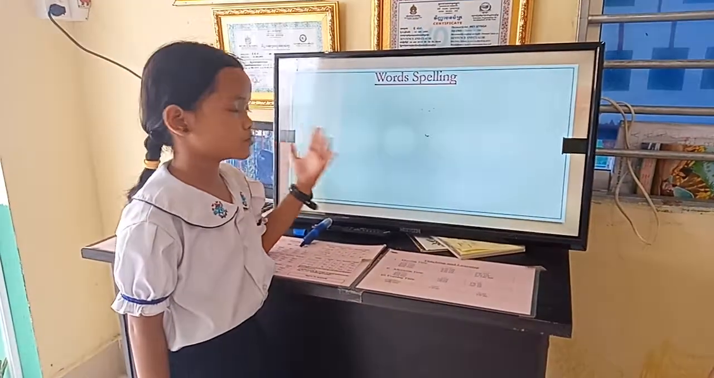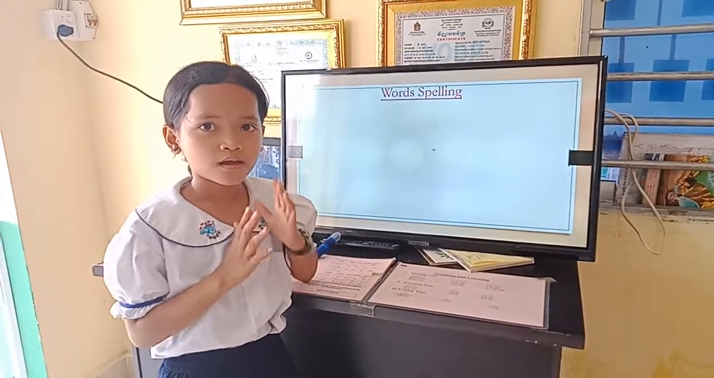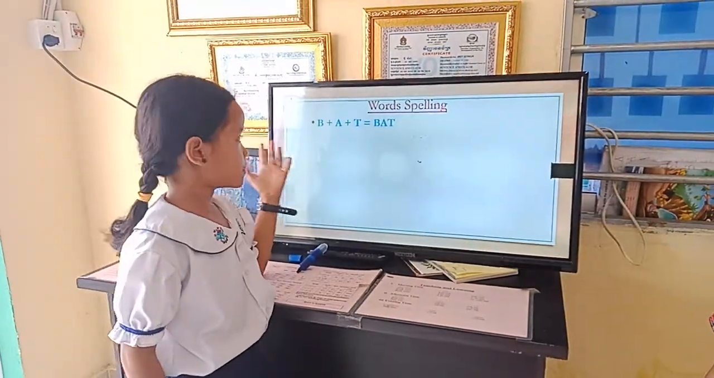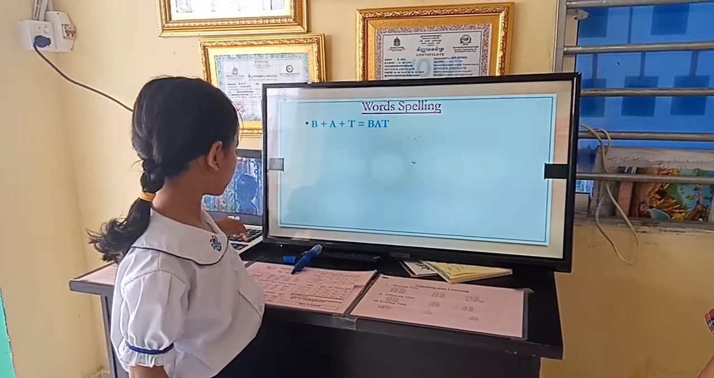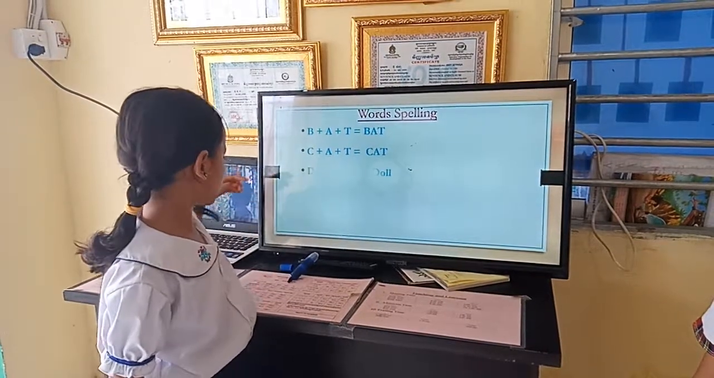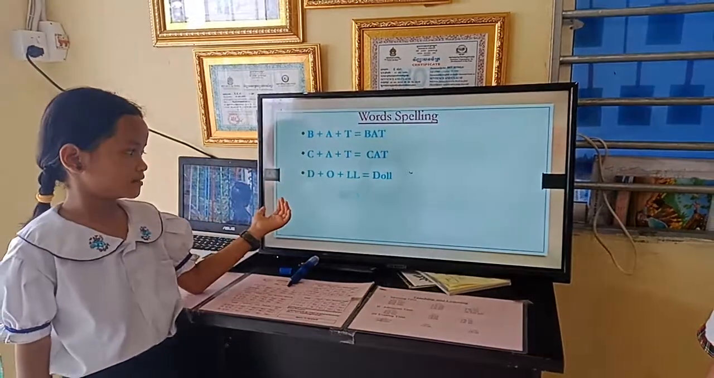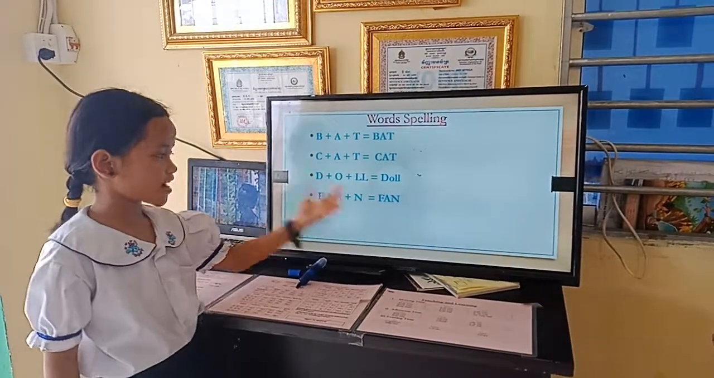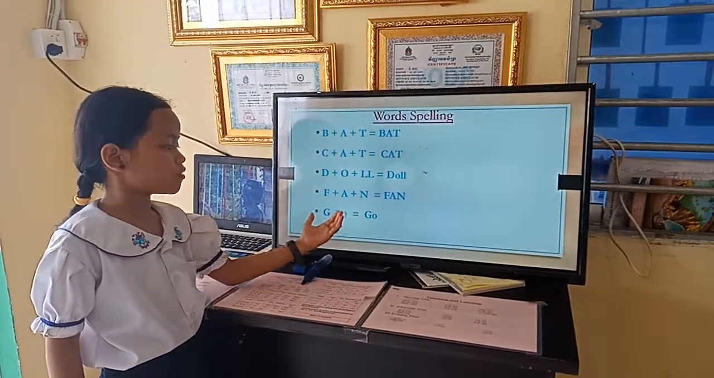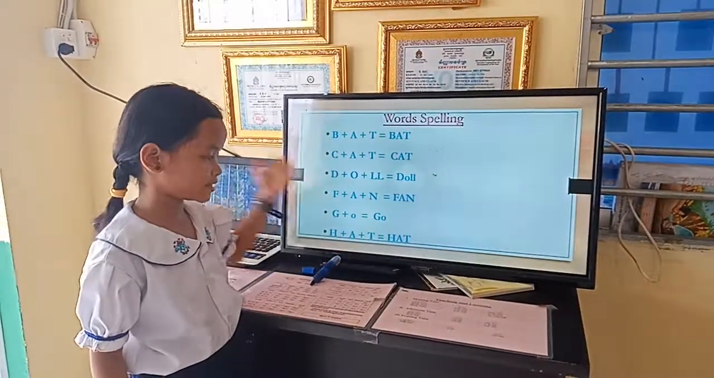And right now we go to word spelling. The consonant plus vowel make two words. The first is bat. The next one is cat. And one more is down. And one more is fan. And go. And the last one is hat.